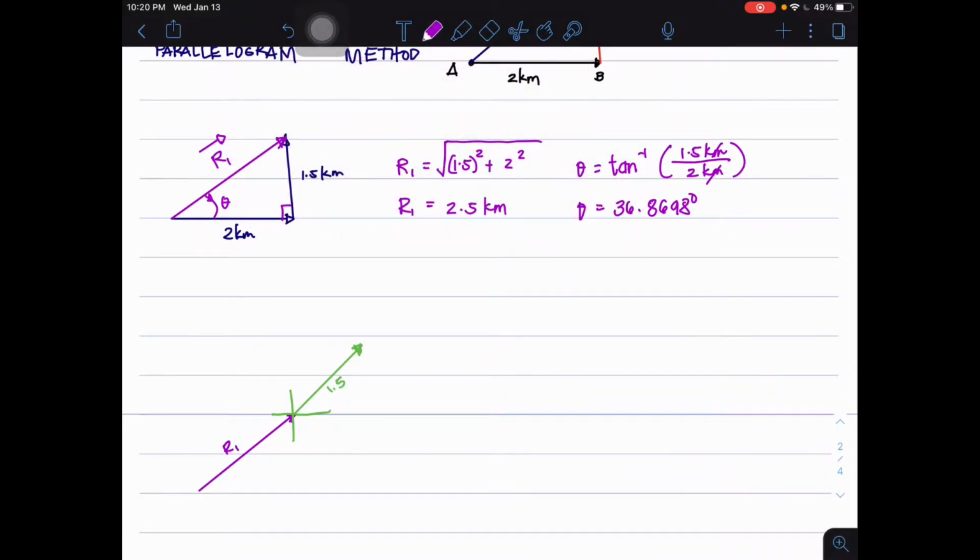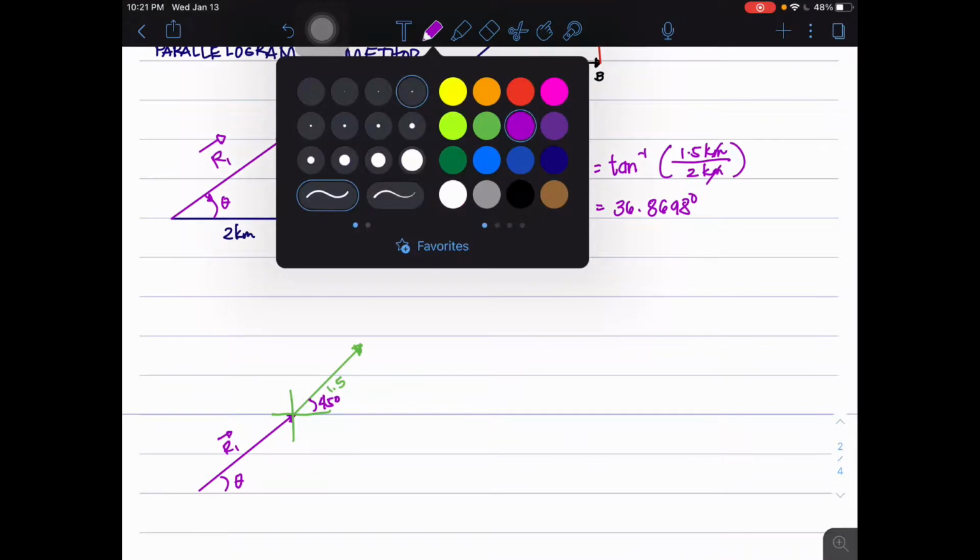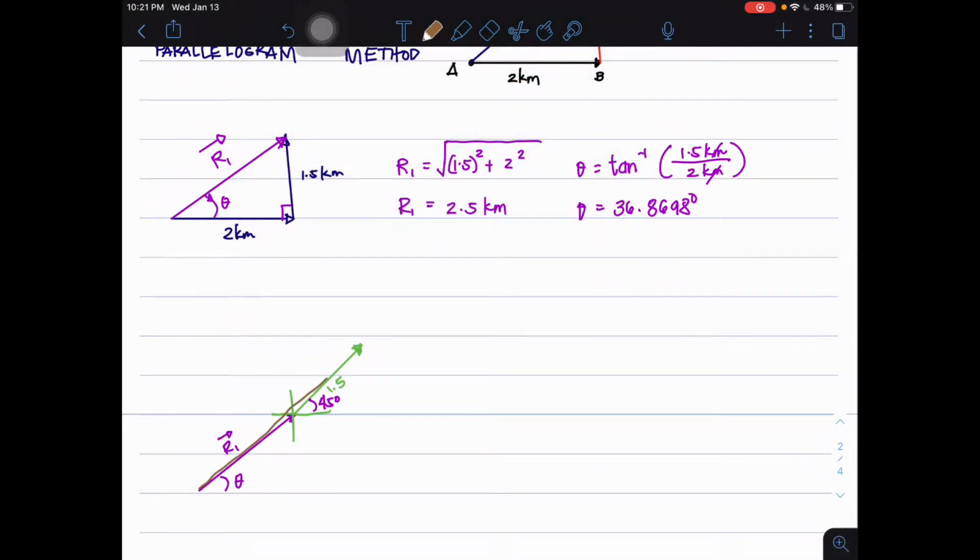This is R1. Okay, good. Now, we know this is angle theta, and this is 45 degrees. To solve for the final resultant vector, you just get the resultant of these 2. That's it. And that's your R total. Since this is not a right triangle, obviously, you can make use of cosine law, or sine law.